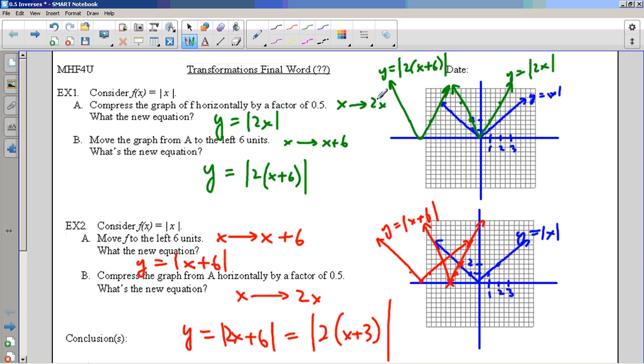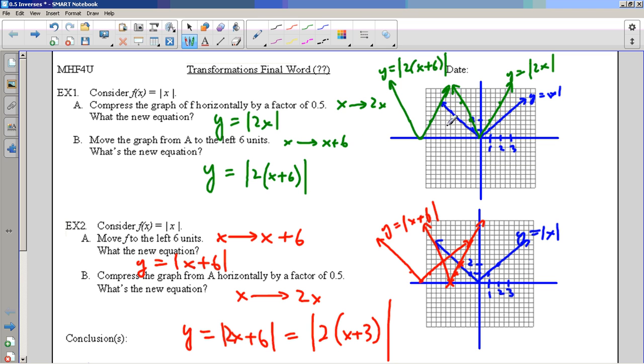Compressing horizontally, opposite that, you'd think x becomes 2x, and there's a 2 in with the x. So that's the equation of this green one, and you can see each of my horizontal distances were cut in half. Where I had a point here, it got cut in half. Dandy. And then the second part, I want to move the graph from A to the left 6 units. So I'm taking this green one and I'm moving left 6 units.